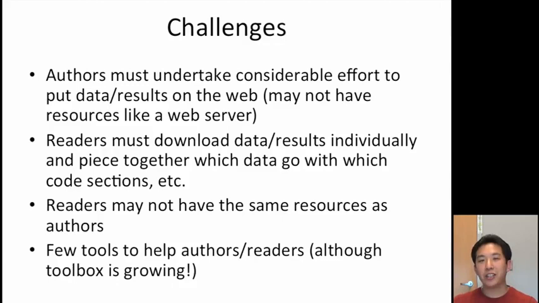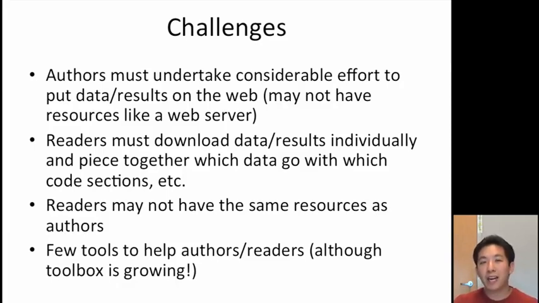So some of the challenges out there right now are that authors of research have to undergo considerable effort to make their results available on the web. To publish data and to publish code is not necessarily a trivial task. Although there are a number of resources available now that were not available even 5 years ago, it's still a bit of a challenge to get things out there on the web. Furthermore, even if things are out there, readers have to download the data, look at the results, download the code, and piece things together, usually by hand, and it's not always an easy task to put these things together.